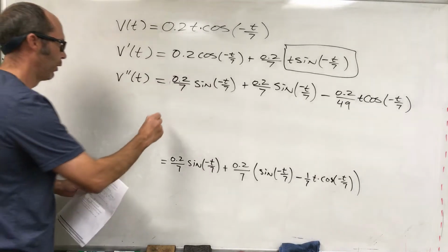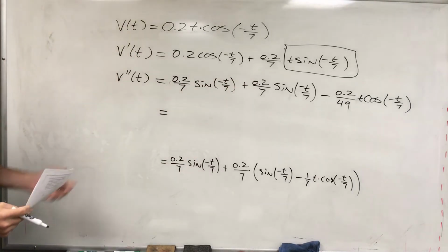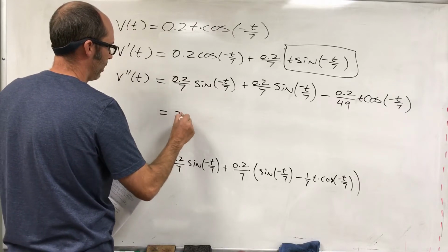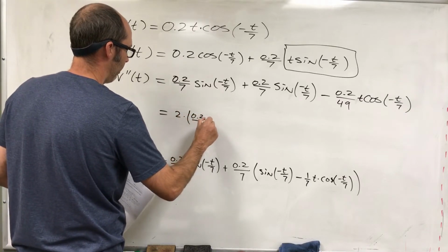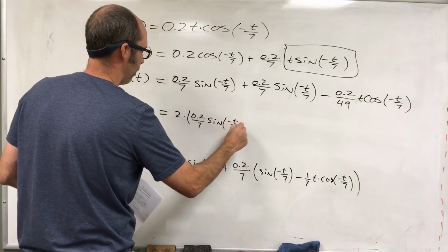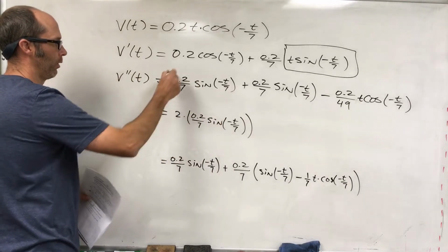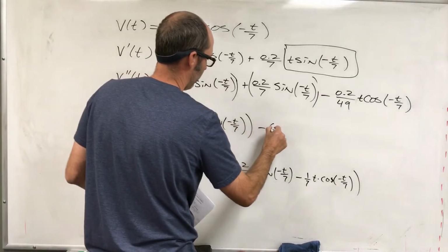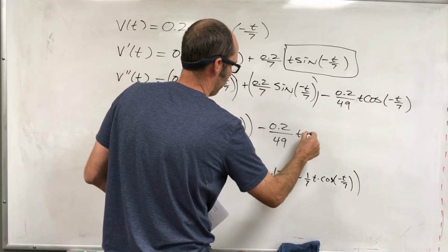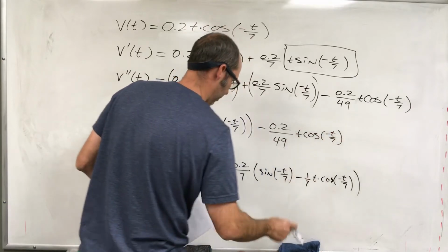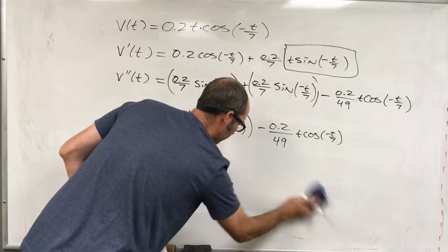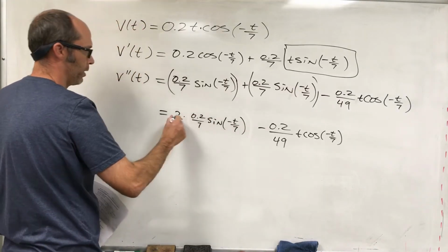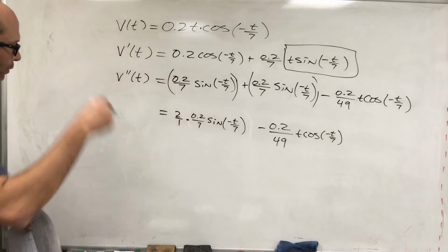And last but not least, notice that we have two of the same thing, so we can add them together, combining like terms. So we've got 2 times 0.2 over 7 sine of negative t over 7. You can think of this as 2 over 1 multiplying these fractions. 2 times 0.2 is 0.4.